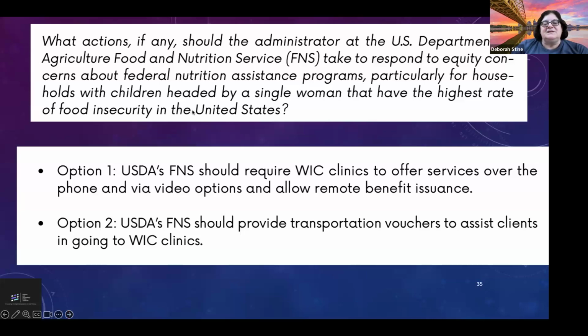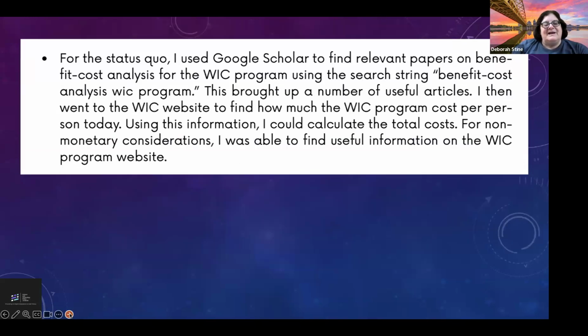In this case, the question we're asking is what actions the Food and Nutrition Service should take to respond to equity concerns about federal nutrition assistance programs, particularly for households with children headed by a single woman, which have the highest rate of food insecurity in the United States. We're looking at the status quo, which is the current program called WIC for women, infants, and children, and 2 different options. The first option would offer services over phone and video and allow remote benefit issuance. The second was to provide transportation vouchers. There's a lot more in the book that explains the full situation, but I'm not going to go into it here for lack of time.